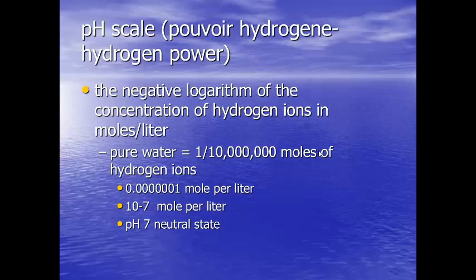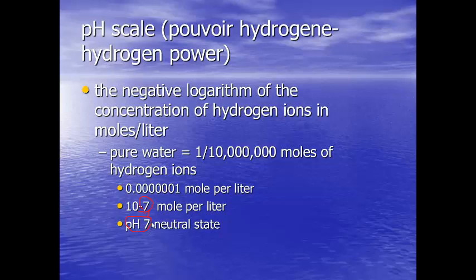A pH of 7, what you're actually looking at is the molarity of hydrogen ions in a solution. A pH of 7 has 0.0000001 moles of hydrogen ions per liter. Written in scientific notation, this is 10 to the negative 7. What we do is we take this exponent, the negative 7, and that becomes the pH, a pH of 7.